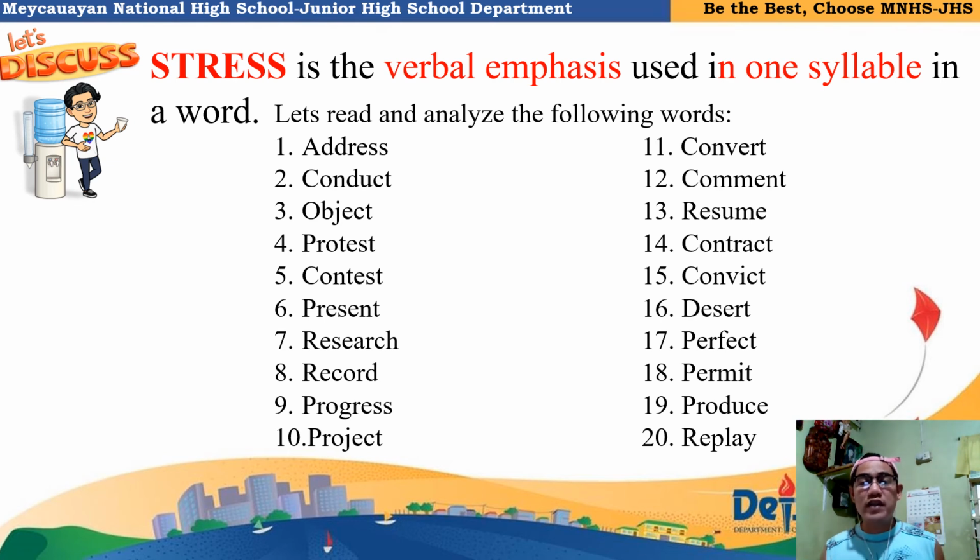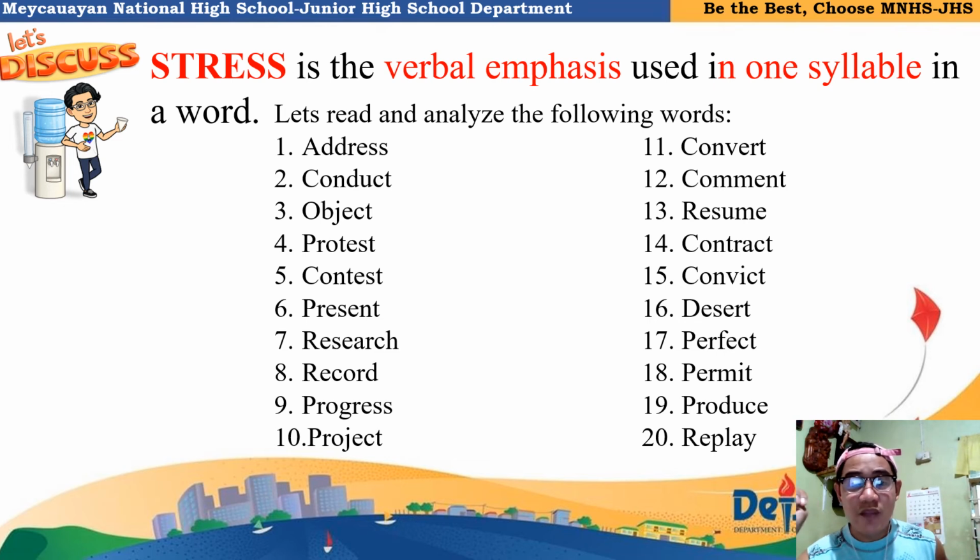So stress is the verbal emphasis used in one syllable in a word. So let's read and analyze the following. Okay, so number one, it can be read as address or address. Number two, conduct or conduct. Number three, object or object. It depends on the sound. And then once you pronounce it differently, the meaning also changes.